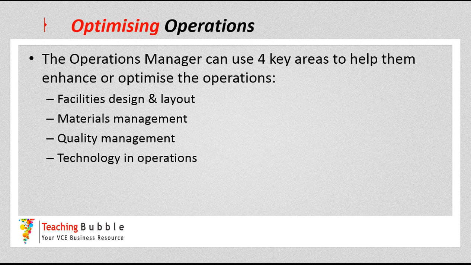It's actually going to be a series of 4 videos because there's 4 key areas that an operations manager can use to help them improve, enhance or optimize their operations. And the 4 key areas are facilities design and layout, which this video will be on, and then we'll do more videos on materials management, the management of quality, and then implementing technology into the operations system. And they're the 4 main areas that an operations manager can use to help them improve productivity and find ways, use different strategies to help them optimize their operations.